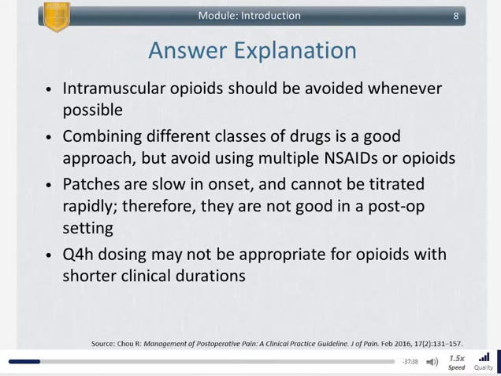Most patients have IVs. Combining different drug classes is a good approach, but generally we don't want to use multiple drugs of the same class. So in most situations, we're not going to want to use multiple NSAIDs or multiple opioids. Patches are slow in onset, cannot be titrated rapidly. Therefore, we don't really use them in a post-op setting. Q4-hour dosing may be appropriate for some opioids, but it may not be appropriate for opioids with shorter clinical durations.